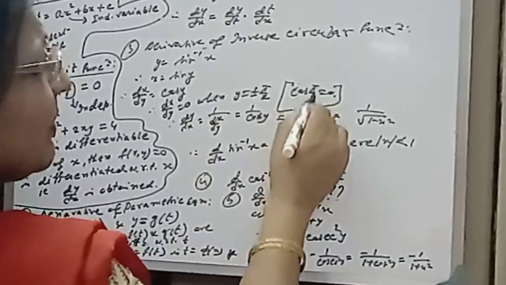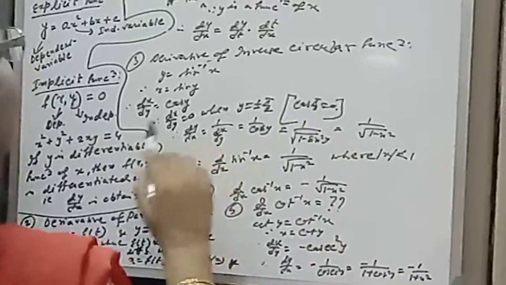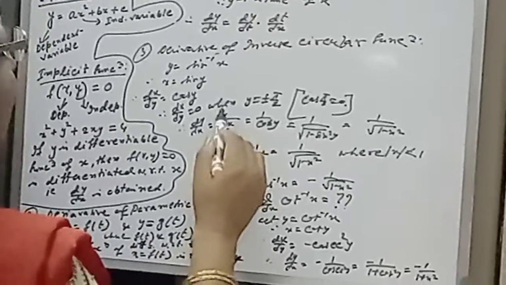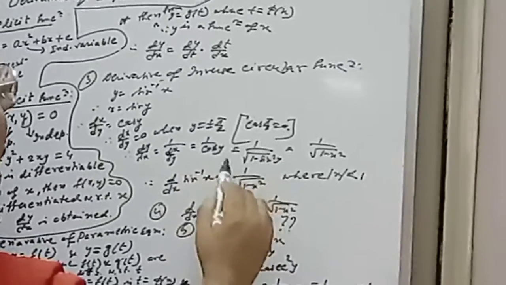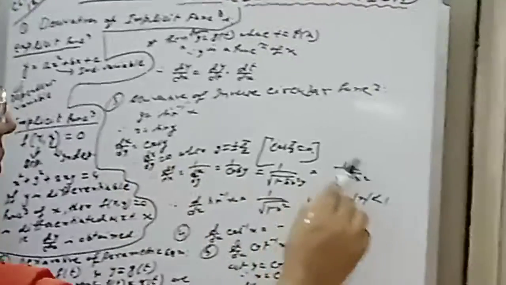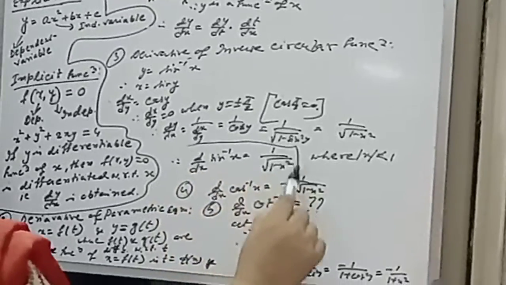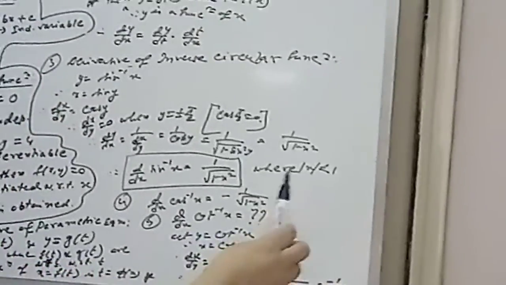We know cos pi by 2 equals 0, that is cos 90 is 0. Therefore we can write dx/dy equals 0 there. So dy/dx means 1 by dx/dy, which is 1 by cos y. 1 by cos y is equal to 1 by square root of 1 minus sin square y. We know sin y equals x. So it is 1 by square root of 1 minus x square. Therefore d/dx of sine inverse x is equal to 1 by square root of 1 minus x square, where modulus x is less than 1.